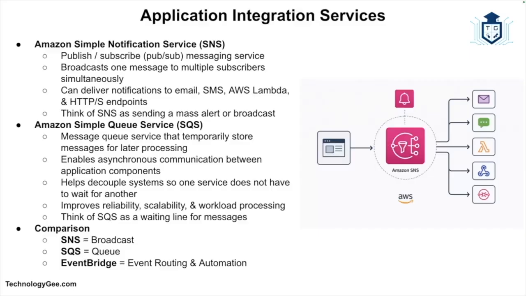Now, from an exam perspective, here's how you need to think about this. If you need real-time notifications, then we're talking about SNS. If you need reliable message processing, we're talking about SQS. And if you need event-based automation, then we're talking about EventBridge. And in the real world, companies often use all three of these together.